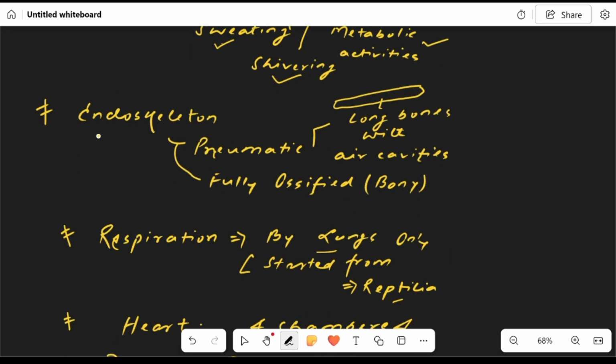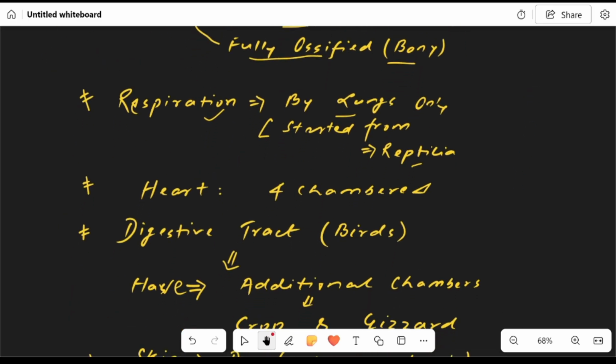The endoskeletons of birds are pneumatic. That means they have long bones filled with air cavities which enable them to fly. These are fully ossified, that means bony. The respiration takes place by lungs only. It started from Reptilia.